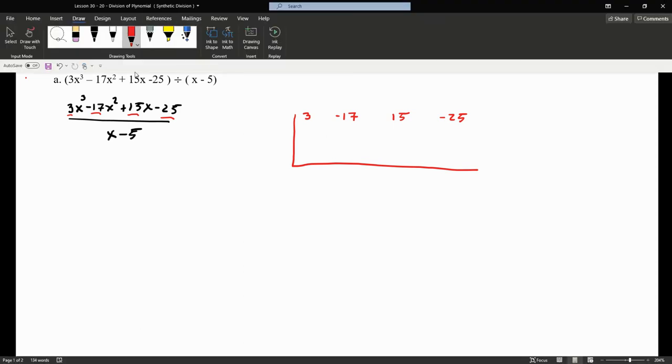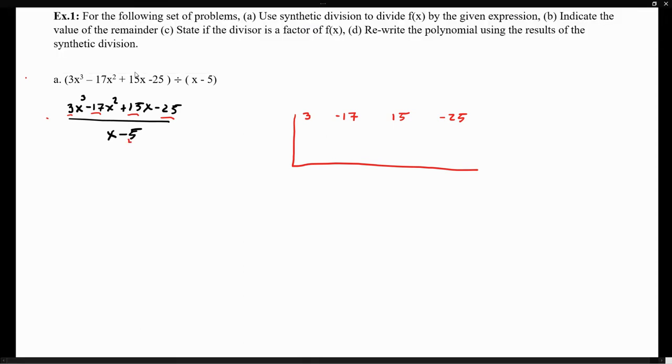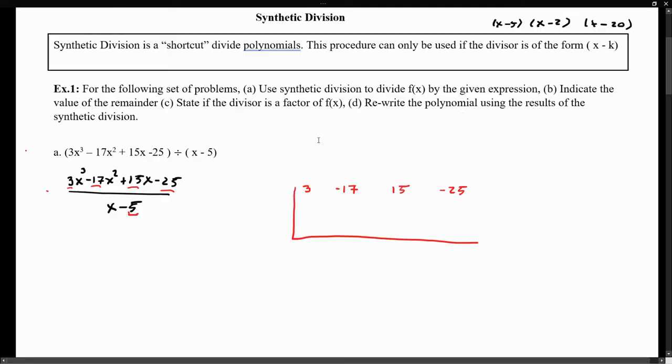Now on the outside, we're going to be placing our value of k, where k is the constant, or at least the value that we're subtracting, which in this case is from x minus 5. So 5 is the value of k. Therefore, I'm just going to place that 5 in here. And this is the setup. All we did was take all the constants of my polynomial and align them. Then we take the value of k, which in this case is 5. Our standard form is x minus k, so k in this case has a value of 5. And this is the setup.